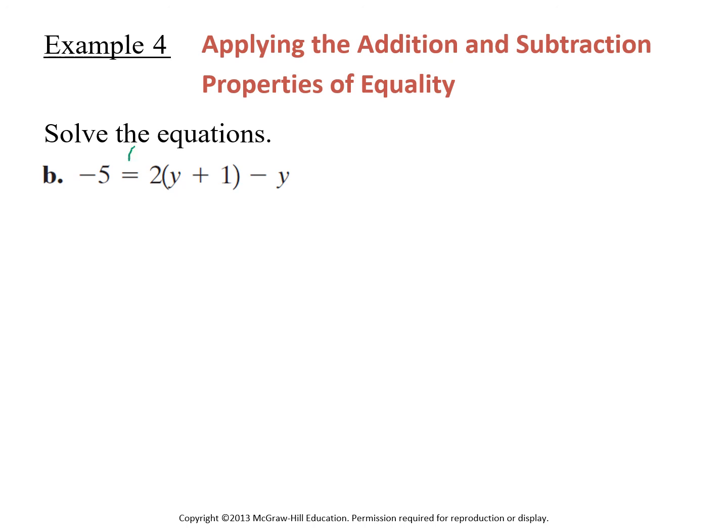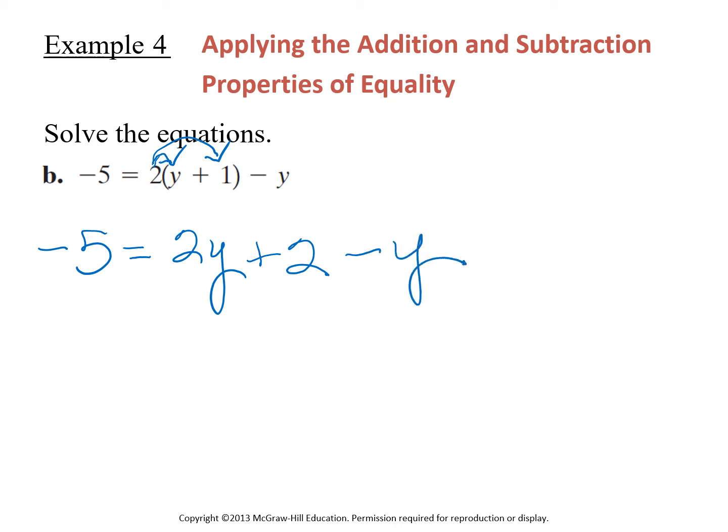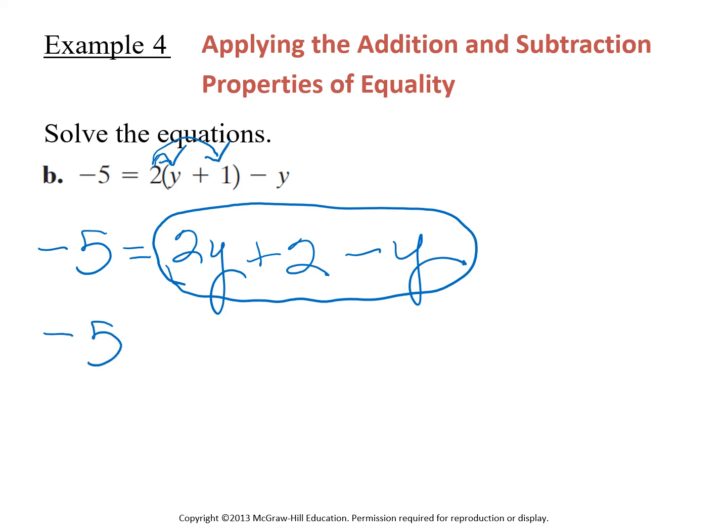Now for this one, the expression on the left needs to be simplified before I can start solving. So I am going to apply the distributive property, and I'm going to multiply twice. So negative 5 is good on the left. 2 times y is 2y. 2 times positive 1 is positive 2, minus y. So here I have some like terms, so I'm going to combine them. Before I solve the equation, I want to simplify this expression. So 2y minus a y is 1y plus 2.